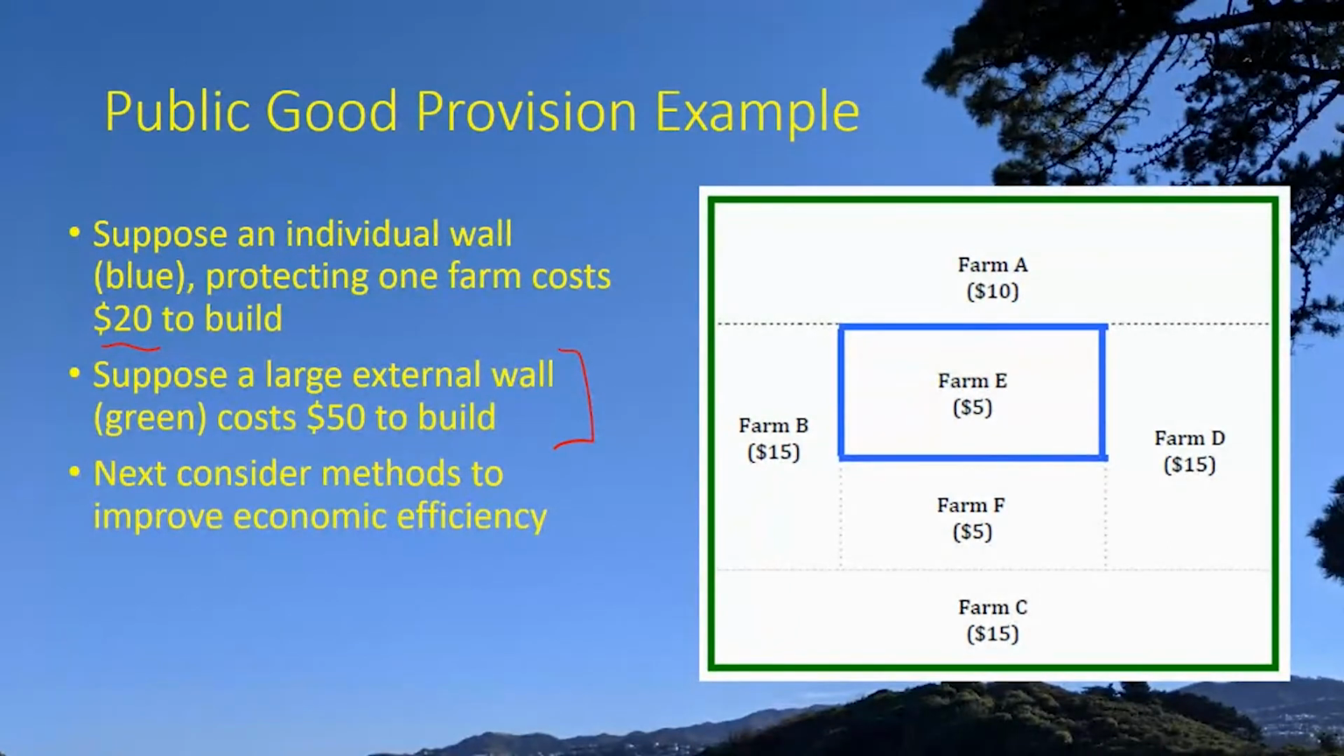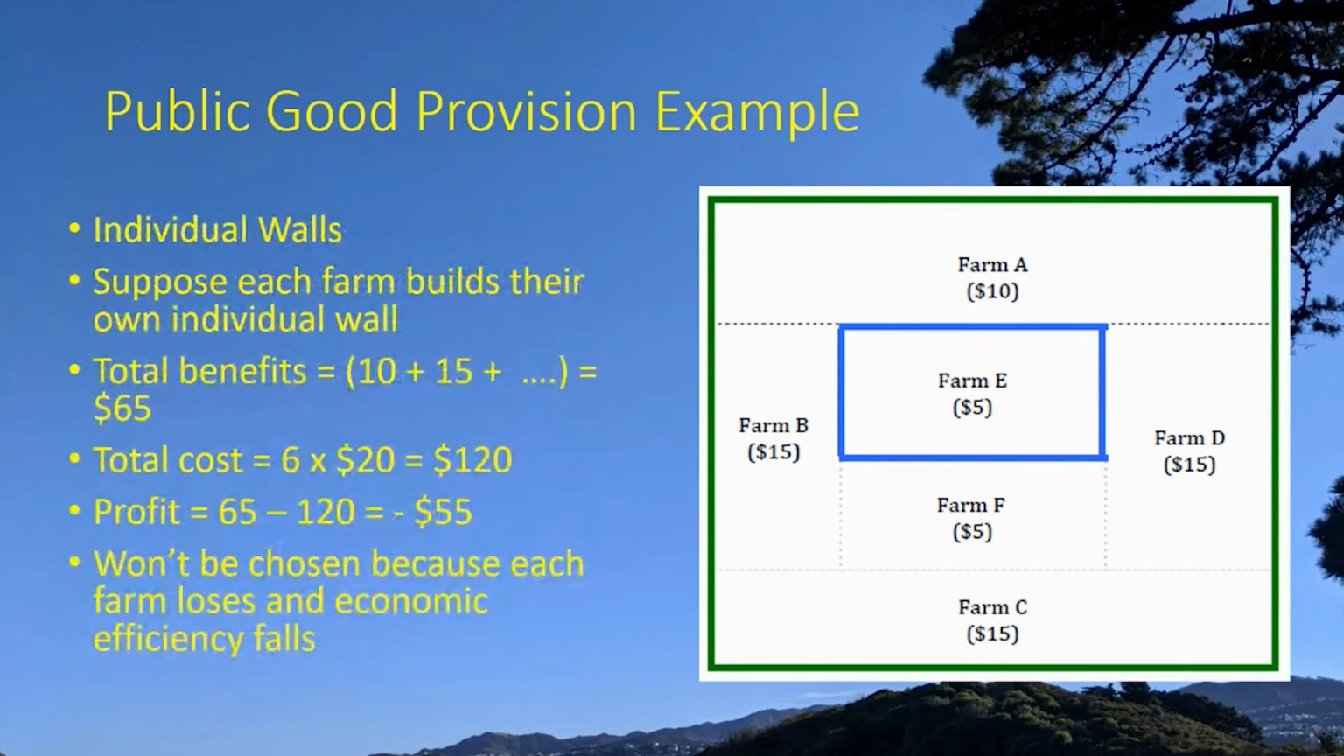All right? So let's consider methods to improve economic efficiency in this particular case. And remember, we've got all these willingnesses to pay for protection services, a wall, and we've got to find out whether it's economically viable to do that. All right, suppose we consider individual walls. Suppose each farmer builds their own individual wall. All right, they're going to pay $20 for each of those walls. So Farm E spends $20, Farm A spends $20. The total benefits are going to be equal to the summation of the benefits, 10, 15, 5, and so forth. And that's going to equal $65 in total benefits.